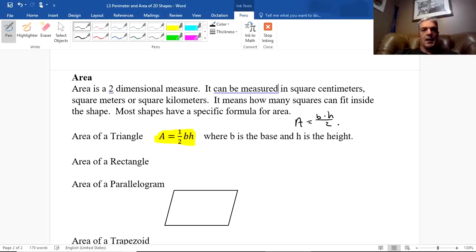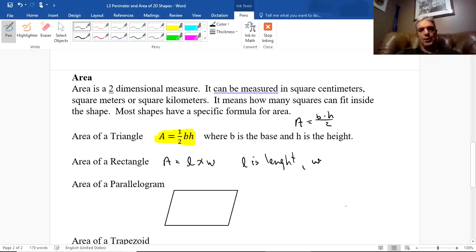Okay. The area of a rectangle is really simple. Same as can be used for a square. It's area equals length times width, and L is my length, and W is the width. Okay.